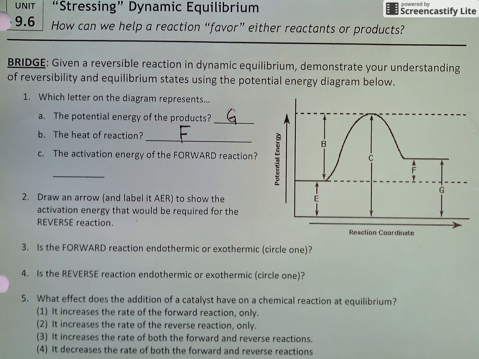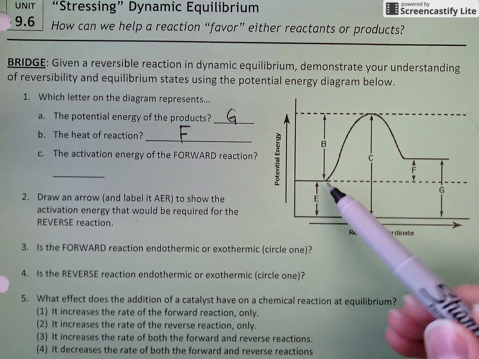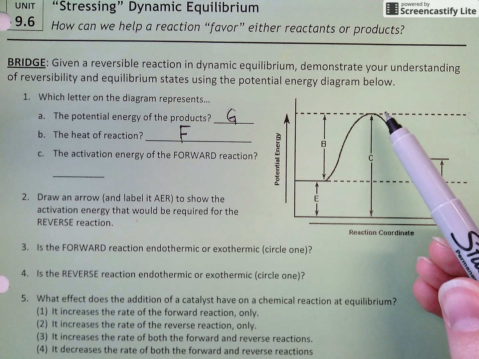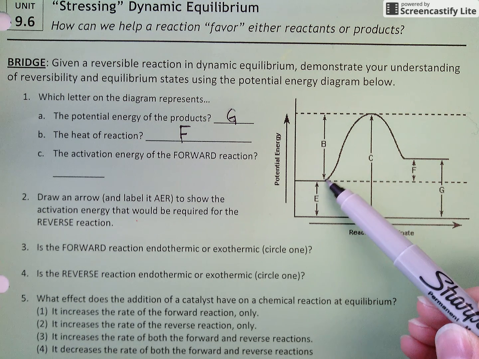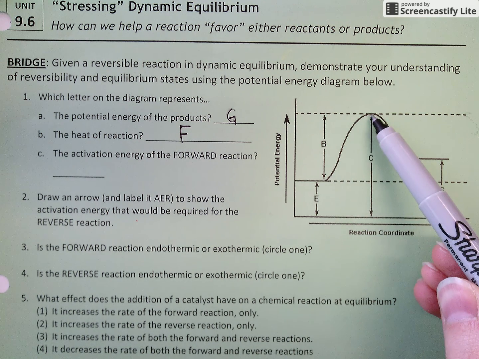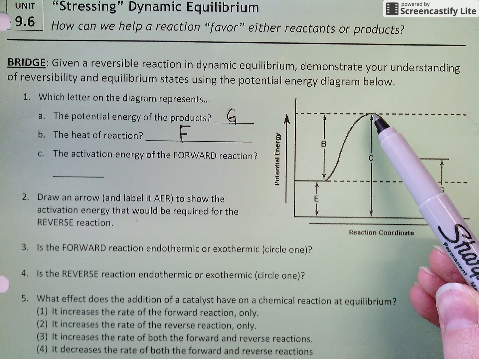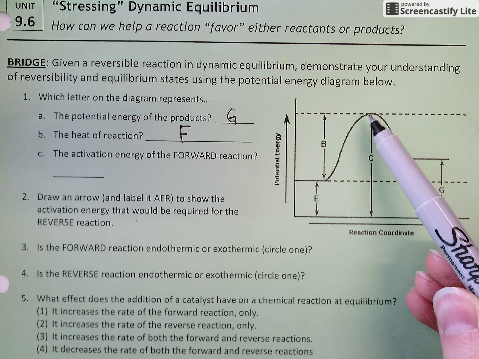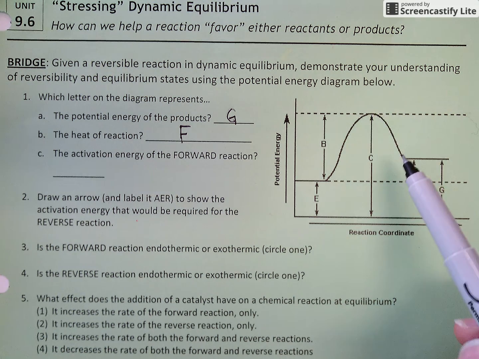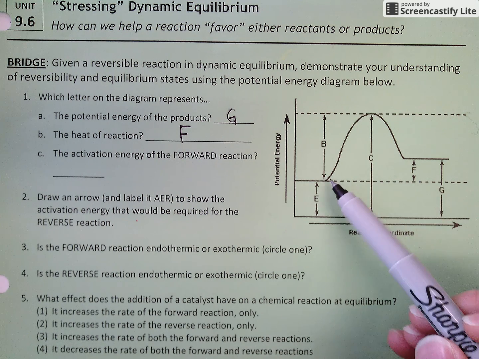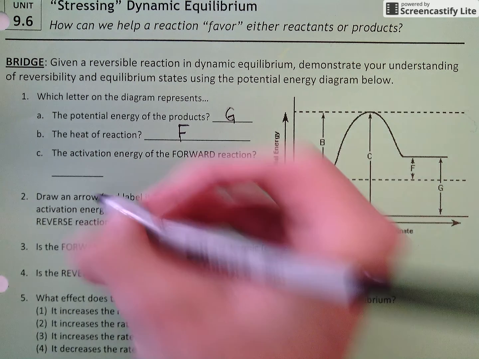And for part C, we're looking at the activation energy of the forward reaction. So how much energy does it take to get this thing started in the first place? Well, that's going to be equal to the amount of energy we had to put in to break bonds. Remember, that's an endothermic process before the reaction was really able to produce the products it wanted to produce. So that height is represented by E.